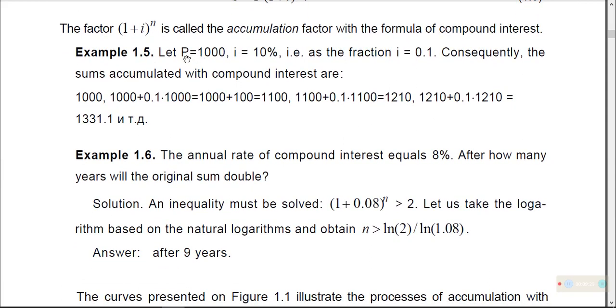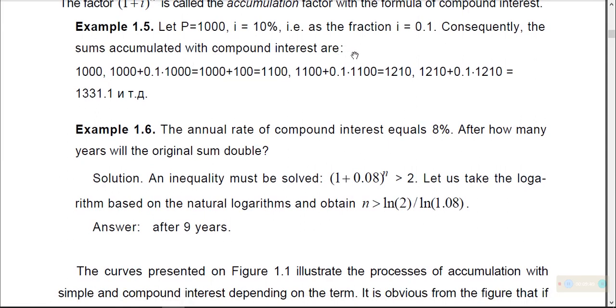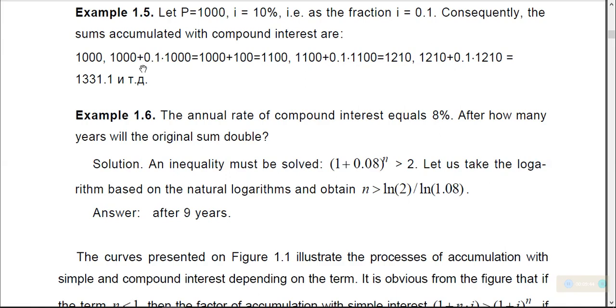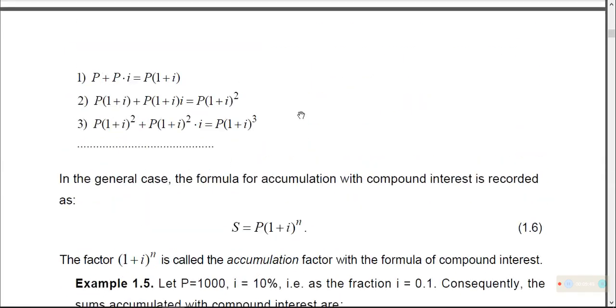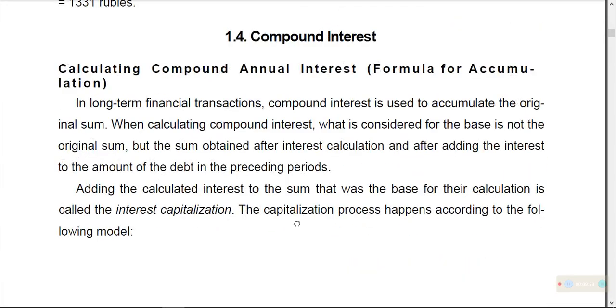Say, for example, your P is 1,000 currency. And then, we have I, the interest rate is 10%. That is equal to 0.1 in decimals. Consequently, the sums accumulated with compound interest are, so, ilang beses tong initerate? Actually, may pinanggalingan to kanina. I think this is for 3 years. Ito. Yan, for 3 years nga.